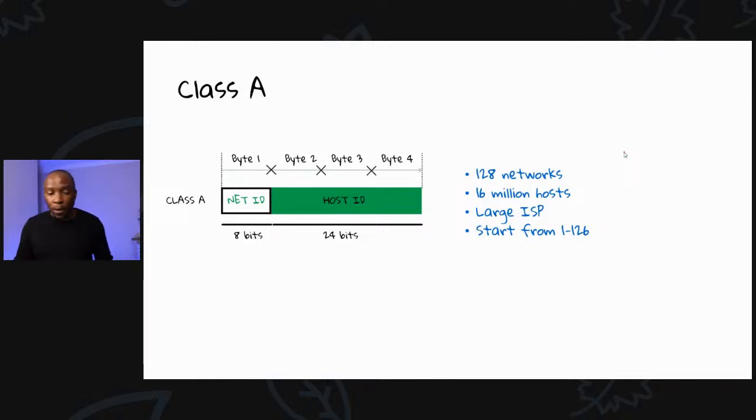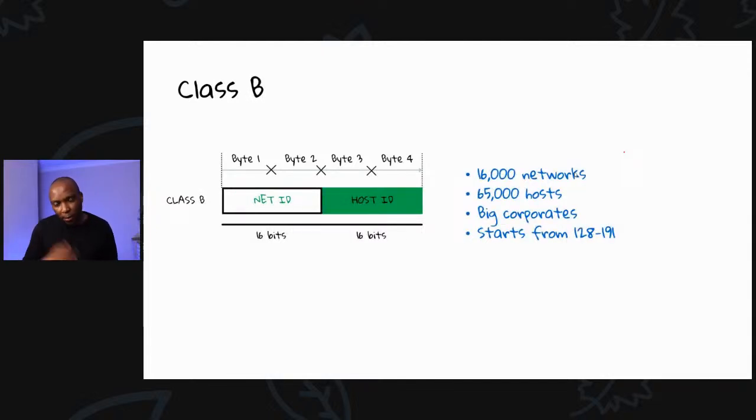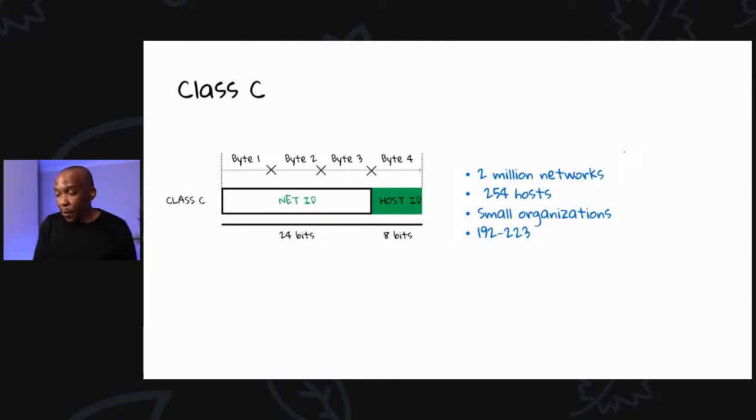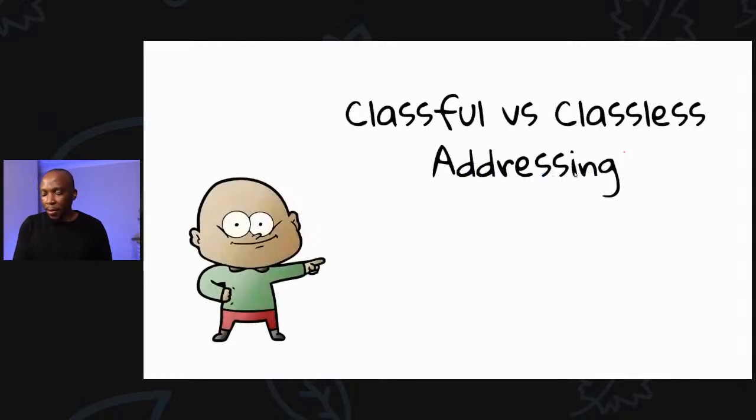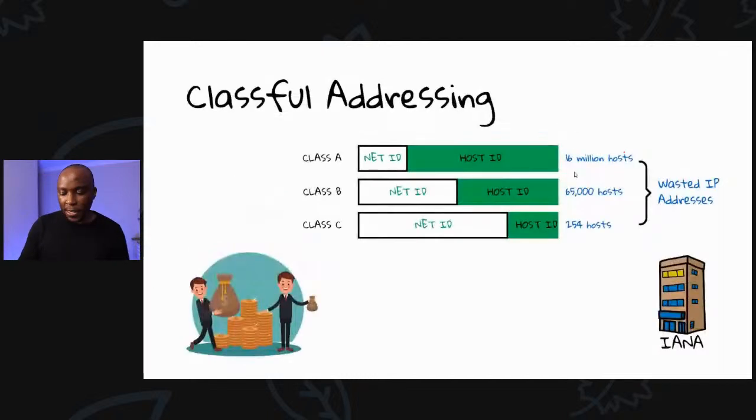Okay, so there we go. Class A: 128 networks, 60 million hosts, reserved for large ISPs. Class B: 16,000 networks, 65,000 plus or minus hosts, reserved for big corporates. And then Class C, this is where most of us probably fit in. So now this conversation of classful versus classless. And the classful boundary was a problem, right?